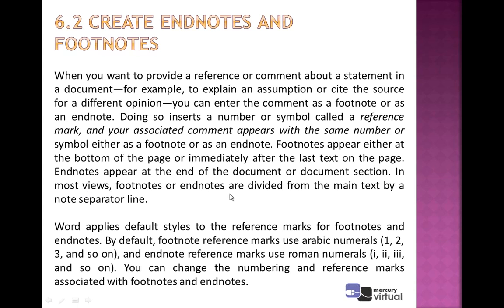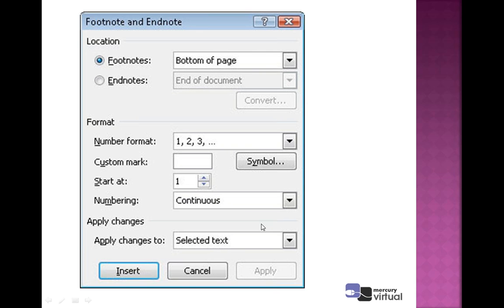In most views, footnotes and endnotes are divided from the main text by a note separator line. Word applies a default style to the reference mark for footnotes and endnotes, meaning there is a default style available for both. By default, footnote reference marks use Arabic numerals like 1, 2, 3, 4 and so on, and endnote reference marks use Roman numerals like I, II, III and so on. You can change the numbering and reference marks associated with footnotes and endnotes.